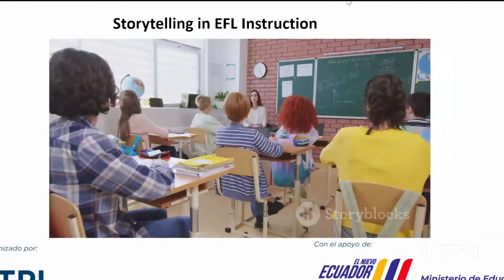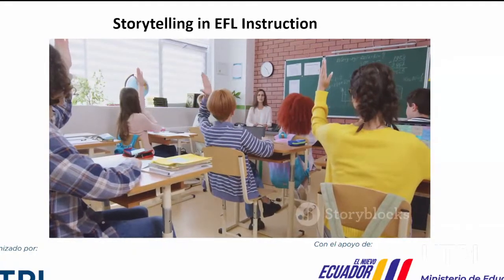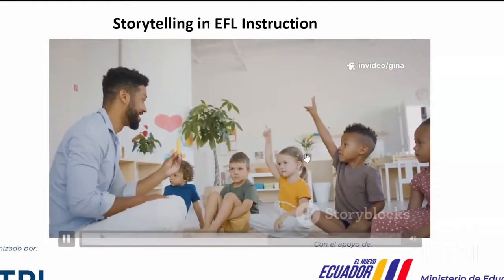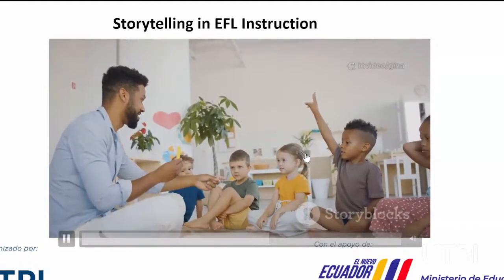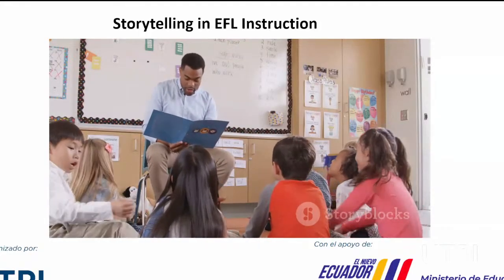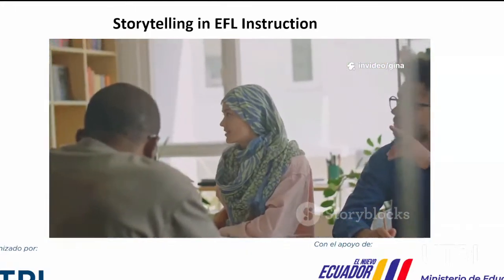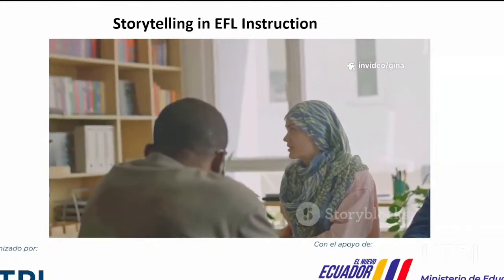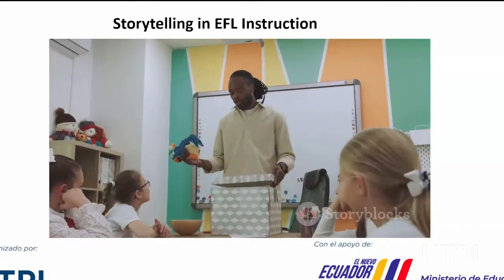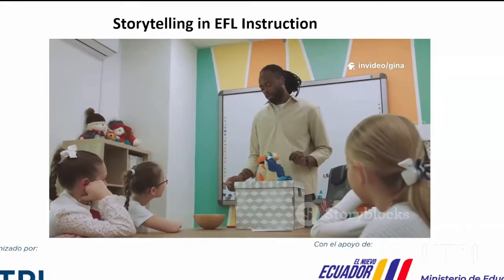Start with a hook. An intriguing question, a surprising statement, or a mysterious object to spark curiosity and immediately grab your students' attention. Use a clear structure, beginning, middle, and end, providing a roadmap for your story. This ensures students can easily follow the sequence of events and understand the narrative's progression. Make stories relatable. Connect them to students' lives, experiences, and backgrounds to foster a deeper connection and understanding. Integrate characters and emotions. Use your voice, facial expressions, and gestures to bring them alive, making the story more engaging and memorable.